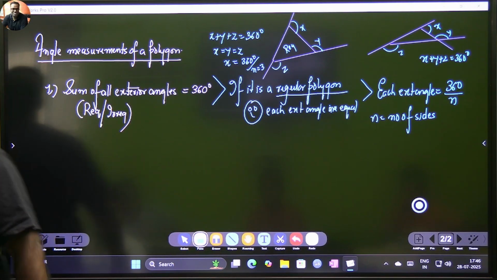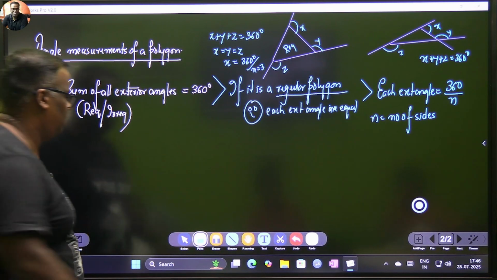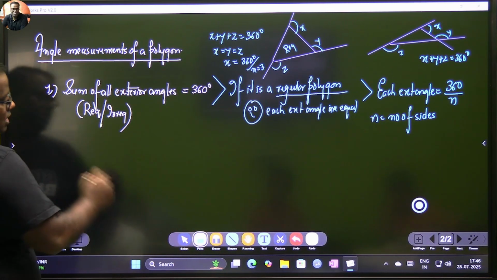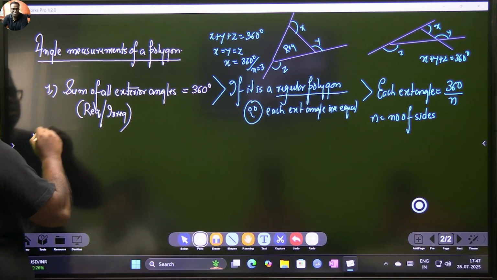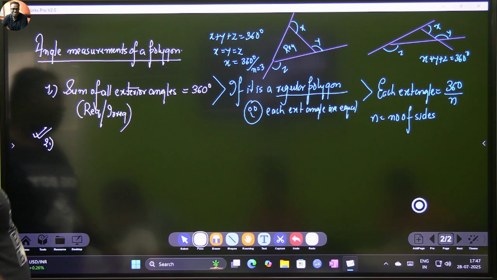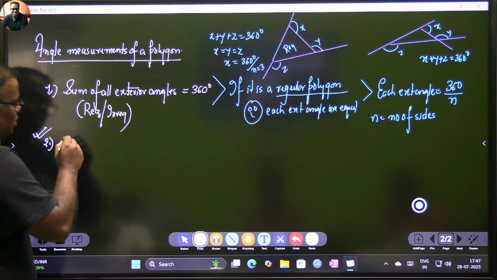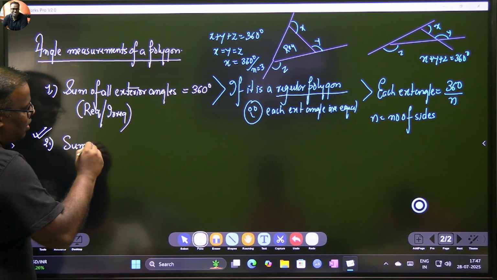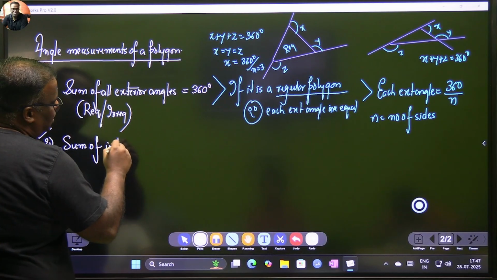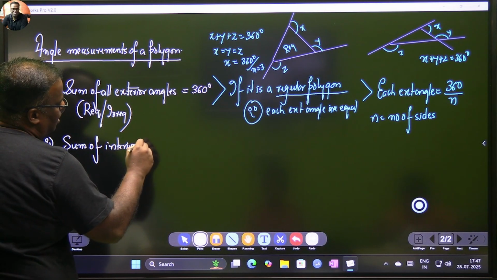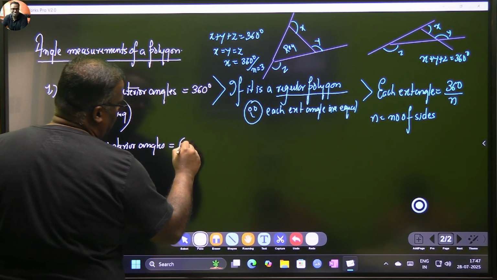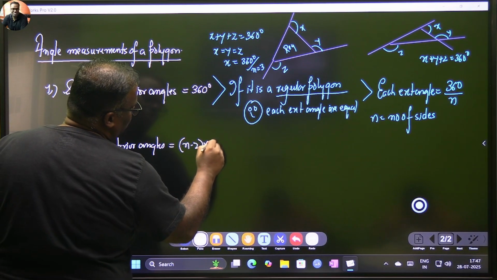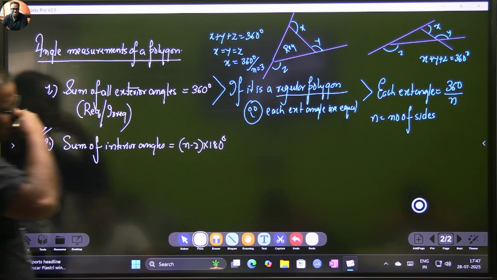Then comes the story of interior angles. Here, more questions come from this one because a formula is involved. So now we say the sum of interior angles is equal to (n minus 2) into 180 degrees. Now you need not remember it like that.